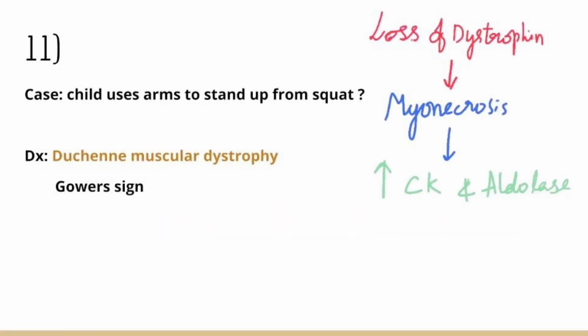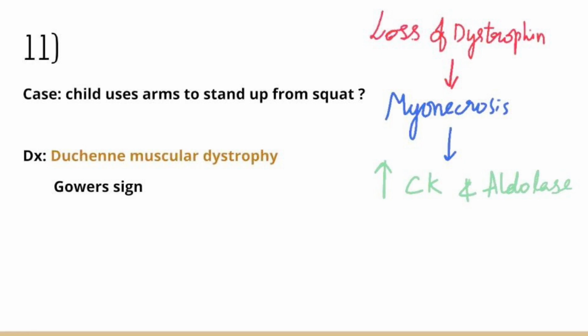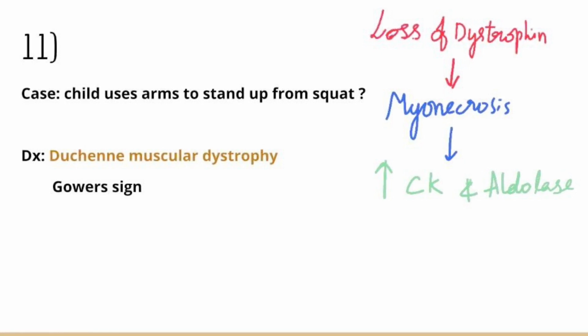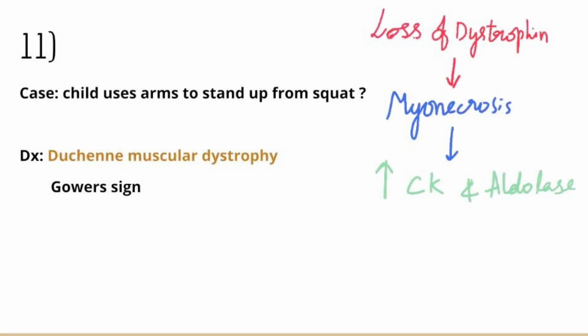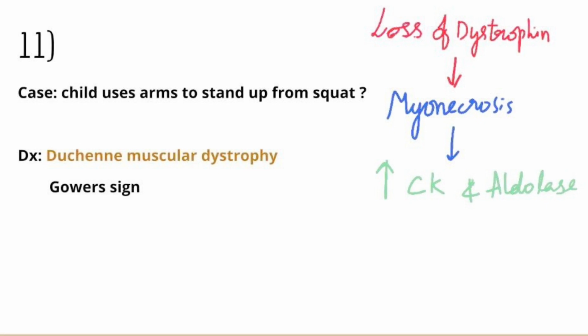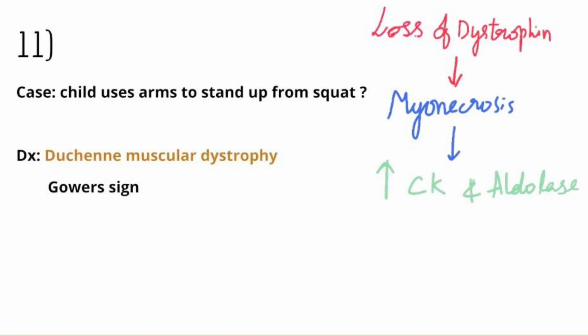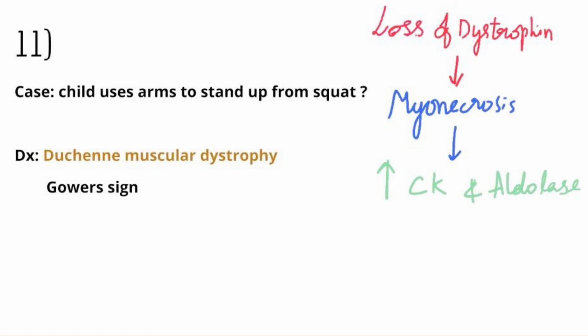So, if there is a loss of dystrophin, which leads to myonecrosis, and there will be increased creatine kinase and aldolase, they can act as markers for diagnosing Duchenne muscular dystrophy. The genetic testing confirms the diagnosis.